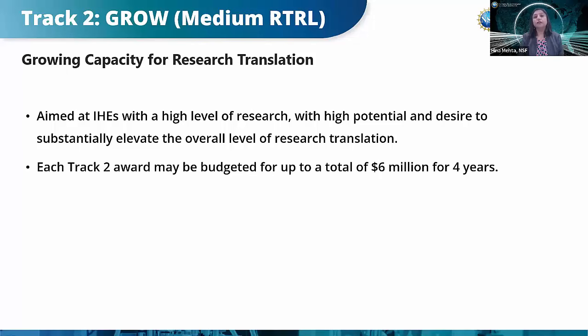Track 2, which we call GROW, Growing Capacity for Research Translation. As Pradeep mentioned earlier, this track is exactly similar to last year's solicitation and awardees. These are institutions of higher education that have a high level of research. However, they may have a desire to grow their research translational activity because they may be between low to medium RTRL level. So this track will be aimed at funding those kinds of institutions, and that funding can be budgeted up to $6 million for 4 years.